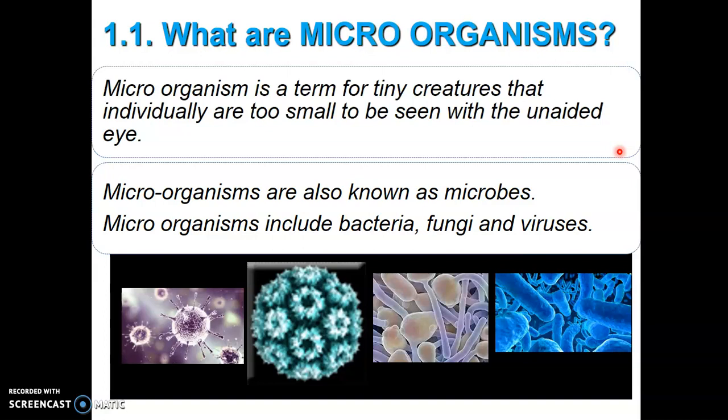How can we define a microorganism? We can say that a microorganism is too small to be seen with the unaided eye. We can also use another word to describe a microorganism. It is referred to as a microbe. And the three microorganisms that we will look at in detail include bacteria, fungi, and viruses. The singular for bacteria is bacterium, the singular for fungi is fungus, and the singular for viruses is of course a virus.